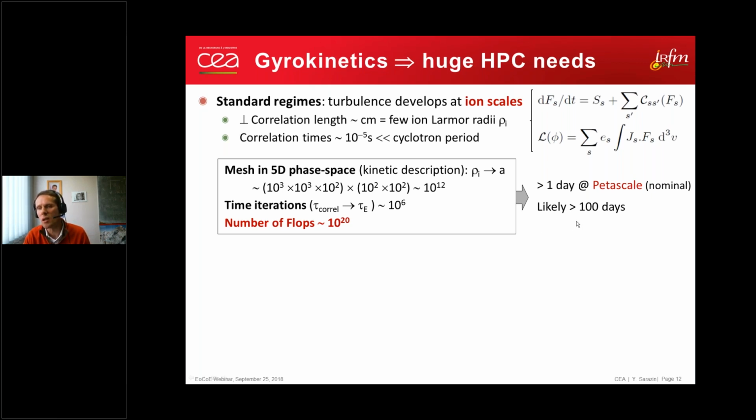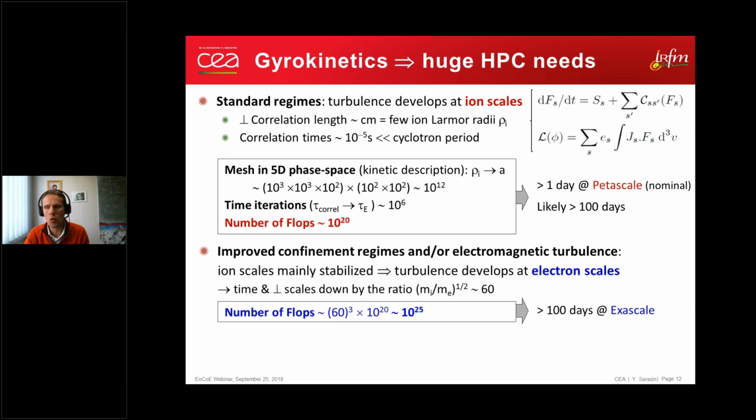By doing so, you assume that you have a petascale supercomputer and that you can run it at the nominal performance, which is not the case. Basically, we can run it at most at a few percent of performance, so it's more likely that you will need in the end 100 days. And this is typically the amount of time that we need to run large-scale simulations in present-day tokamaks.